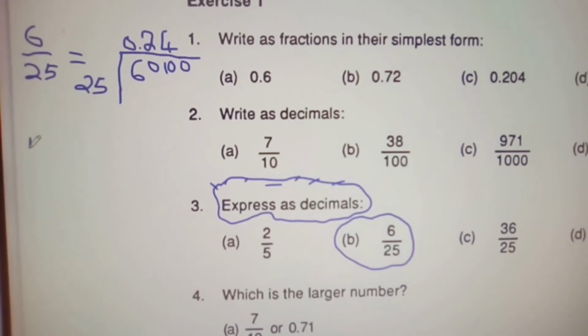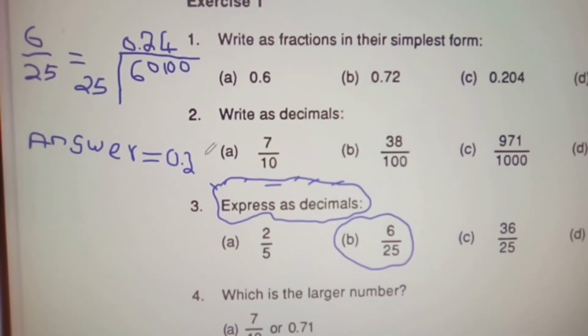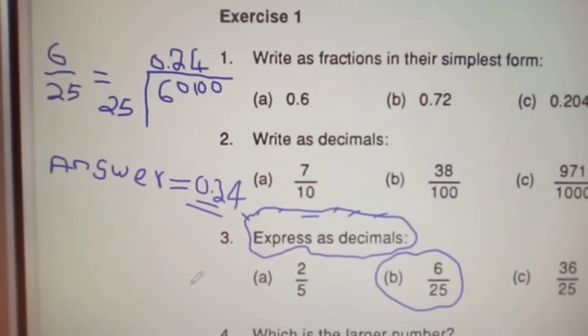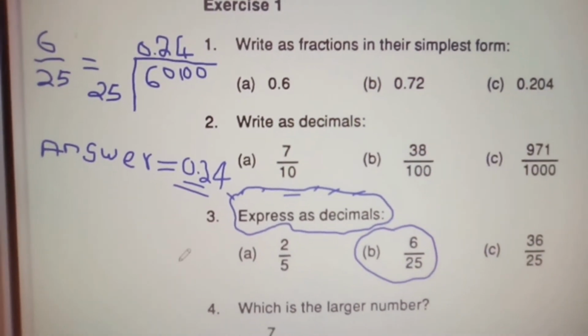So therefore the answer equals 0.24. And that's the one we're doing.